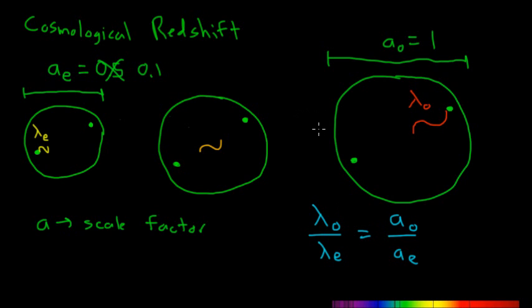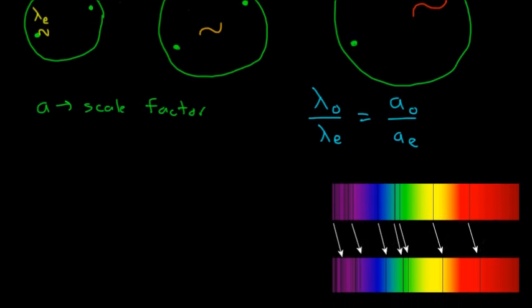Now there's another way that we can also characterize how much this wavelength has expanded, and that's by introducing the concept of a redshift. So redshift we denote by the letter Z, so this is redshift.